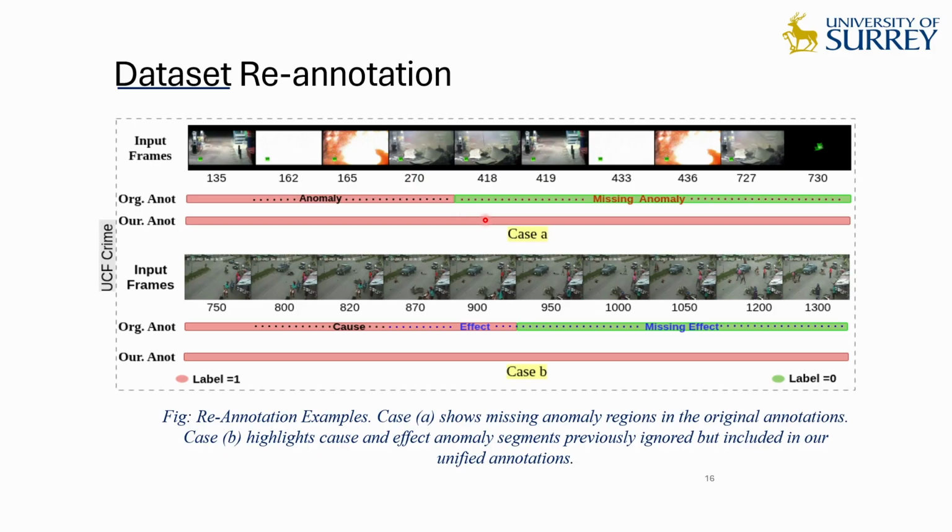We find that the datasets miss some anomaly regions as well as the cause and effect regions. As you can see, the original annotation goes up to only this point. It has been labeled as anomaly, but they are missing this anomaly, so we are trying to cover this anomaly as well. As you can see, this is our anomaly. And in the second case, the cause and effect in some frames up to some point has been taken as anomaly, but the rest they have missed. So we have tried to cover those anomalies as well.